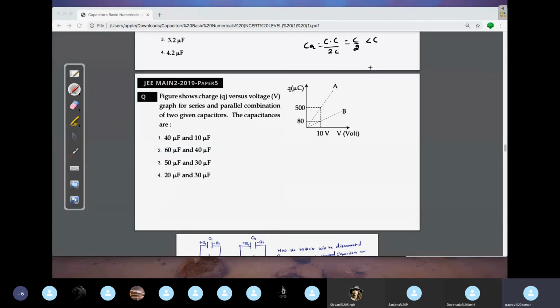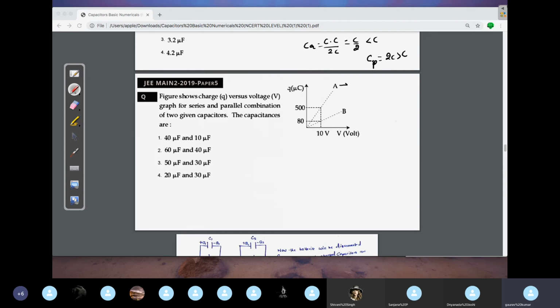In case of resistors, sorry, resistors equivalent will become greater than the greatest in the combination. And in parallel, what is parallel? 2C is greater than C. So in series combination, the equivalent will decrease. In parallel, equivalent will increase. This is the concept, right?